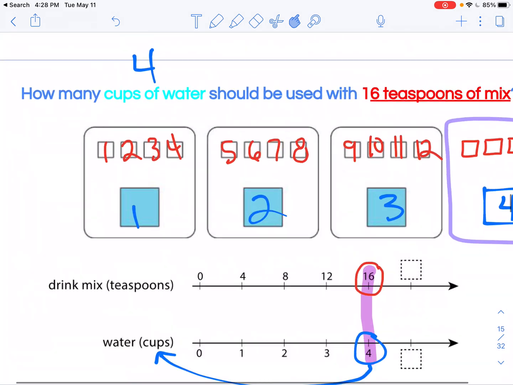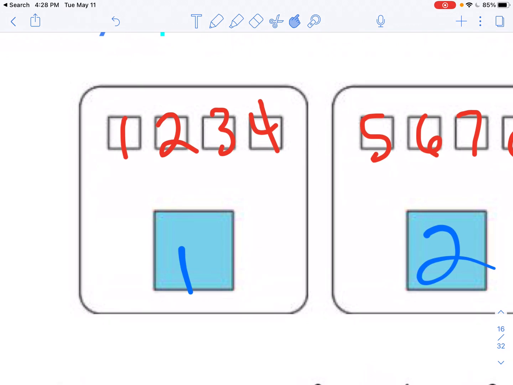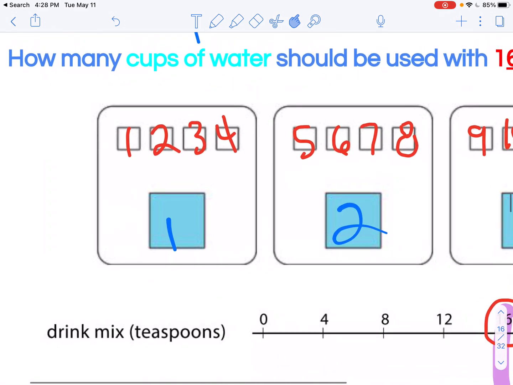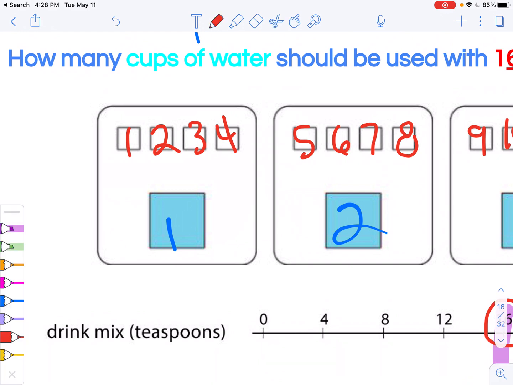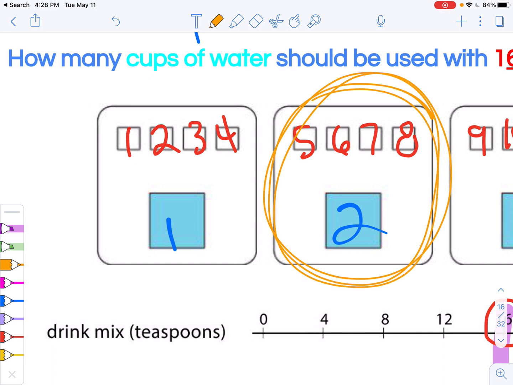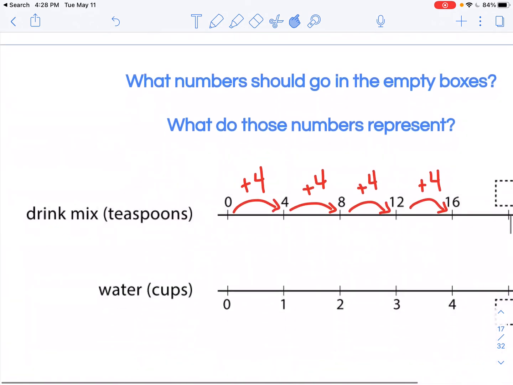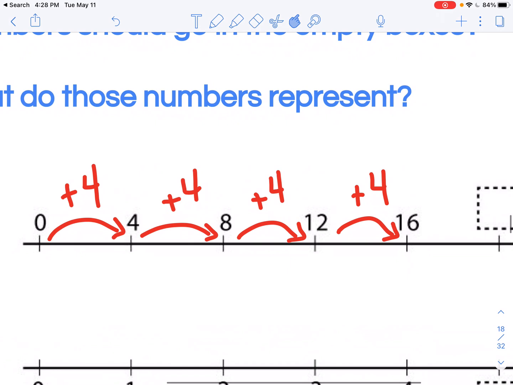It came from one box in our ratio diagram. There are 4 little squares that represent the 4 teaspoons of Kool-Aid mix. Every time I add another picture, so here's the second one here, circle it in orange, every time I add another picture, I have to add 4 teaspoons of Kool-Aid mix. That's a +4 pattern. That's where this +4 comes from.